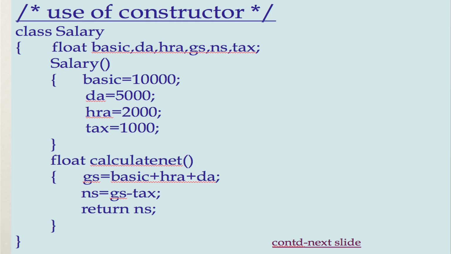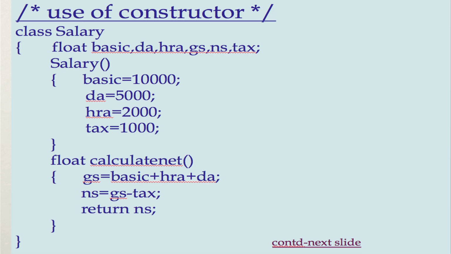See the other function, calculateNet, at the bottom of this slide. Its return type is float. CalculateNet is a normal function, where we can return any value, and we have mentioned return NS here. But in the case of the Salary constructor we have not mentioned any return type. So you must not write a return statement in a constructor.